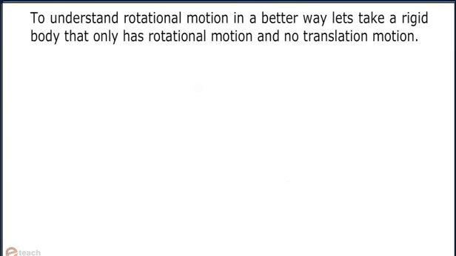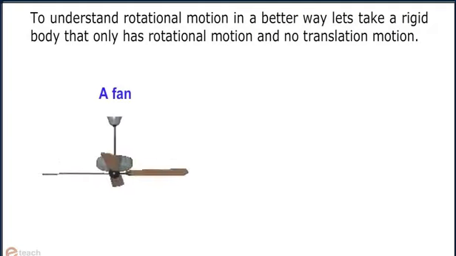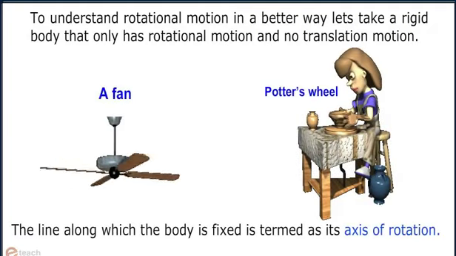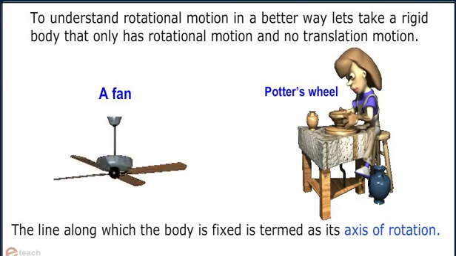To understand rotational motion in a better way, let's take a rigid body that only has rotational and no translational motion. You can see a fan and a potter's wheel. The line along which the body is fixed is termed its axis of rotation.